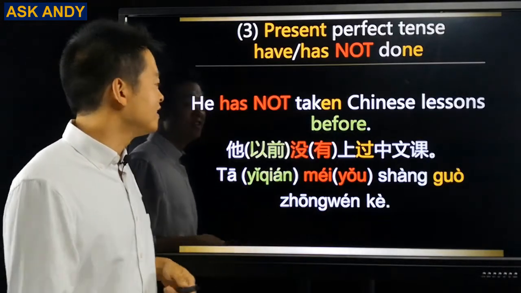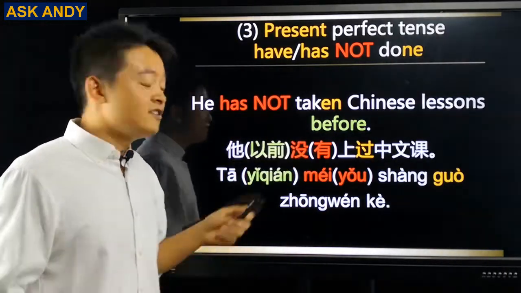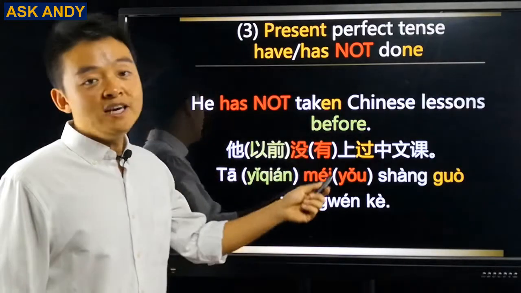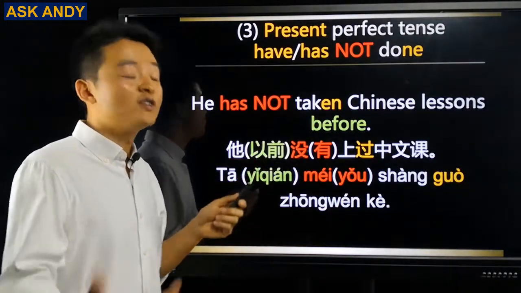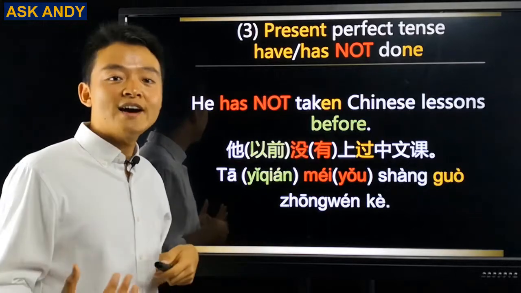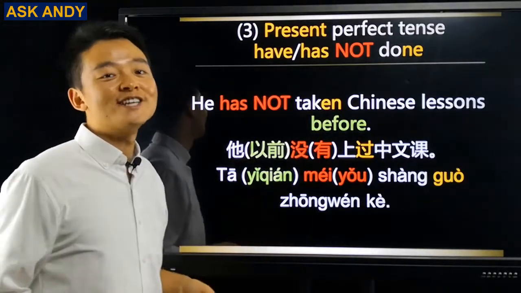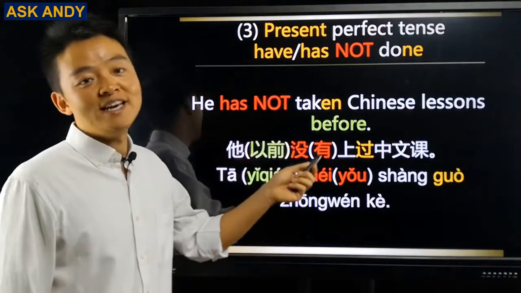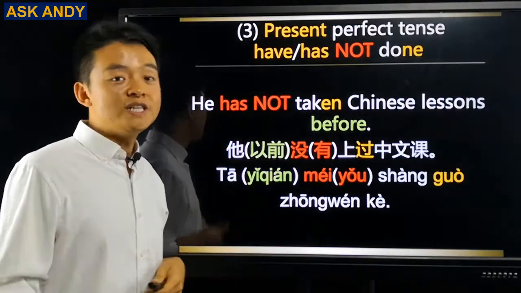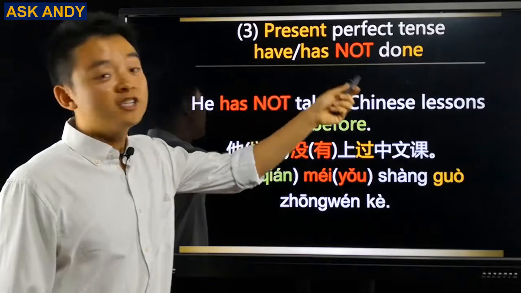You can see, in English, we have has not. In Chinese, what we do is 没有, has not, sort of, don't have. 没有 means don't have in Chinese, right? Now you can see the connection between English and Chinese clearly. So has not is 没有. In English, what we say is have or has not done.